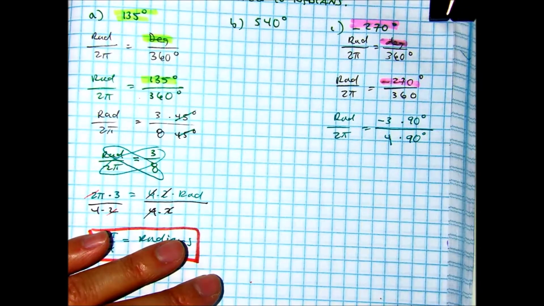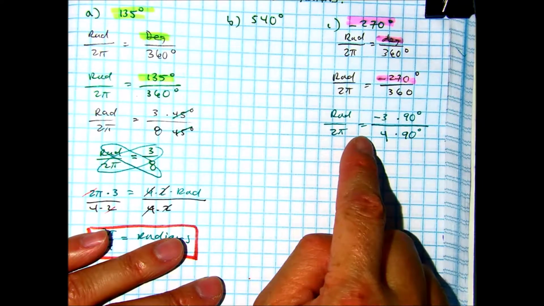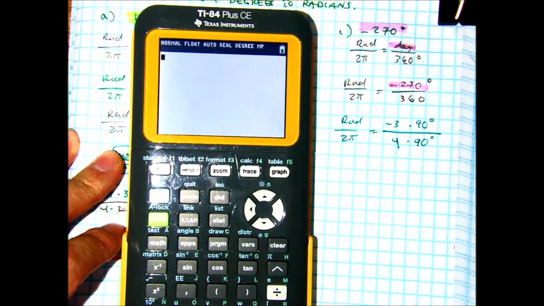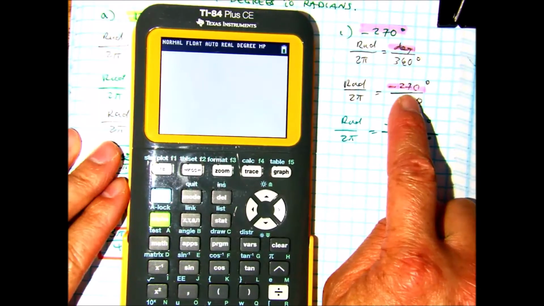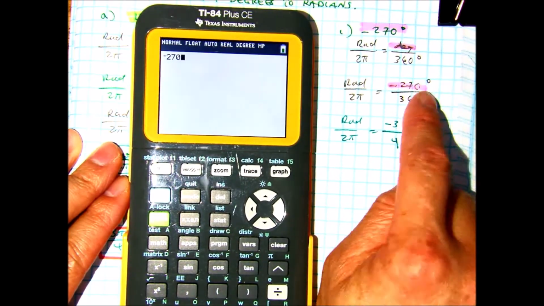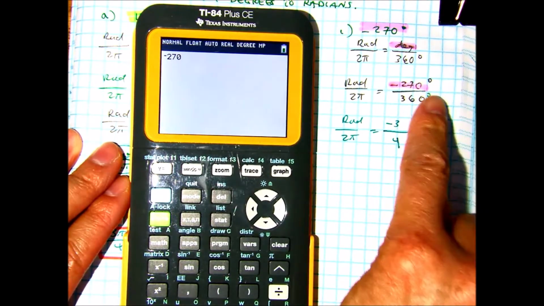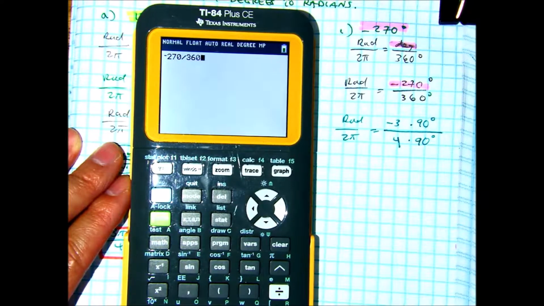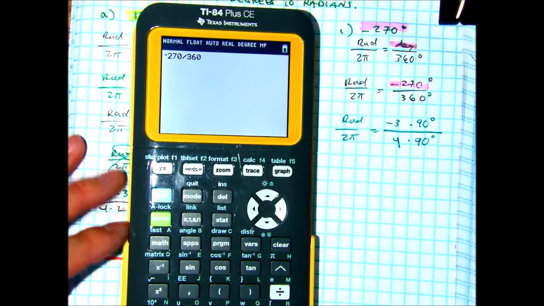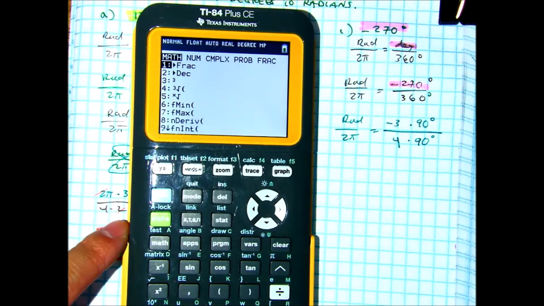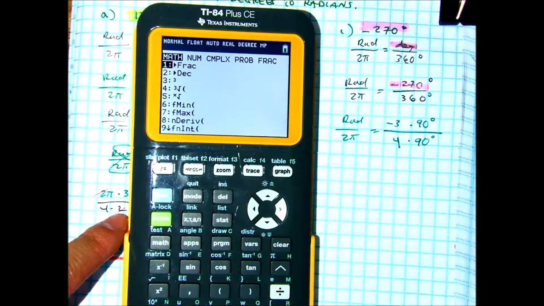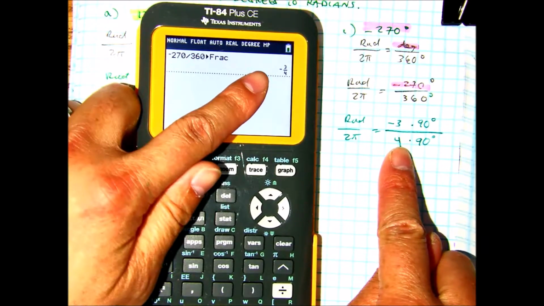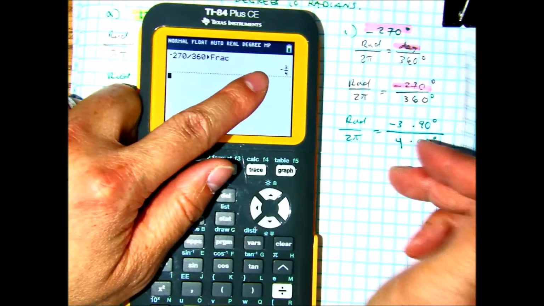Now if you have your calculator out, I'll show you how it reduces to negative 3/4. I take out my calculator, I type in negative 270. You do not need to put the degrees because it's already in degree mode. Then I press math, and I'm converting it into a fraction. The calculator actually reduces the fraction for you: negative 3/4. So kind of sad if you can't reduce fractions on your own, but we have the calculator to help you here.